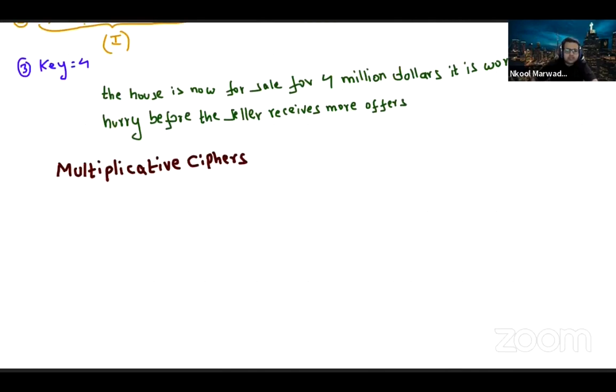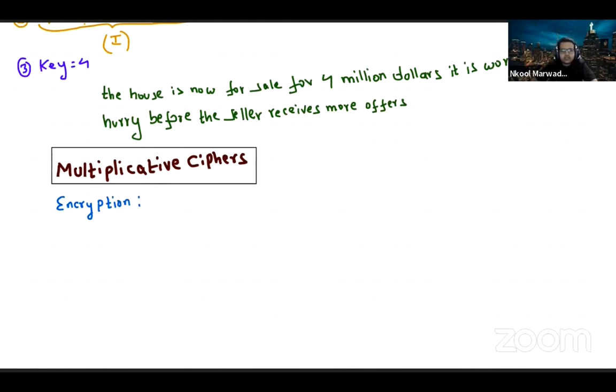As the name suggests, in the encryption and decryption we will be using multiplication and division, so the formula will be different. In multiplicative cipher, encryption involves multiplication with the key. In encryption, we get the ciphertext by making use of the plain text, multiplying it with the key. I will use the dot for multiplication, and K is the key, mod 26. This is the formula for encryption in multiplicative ciphers.